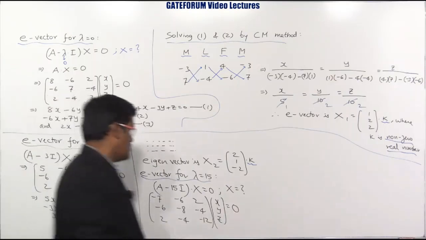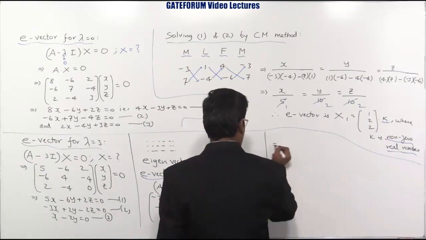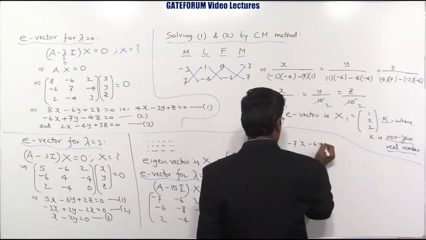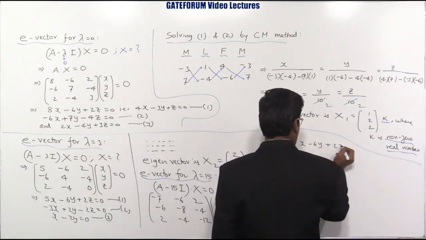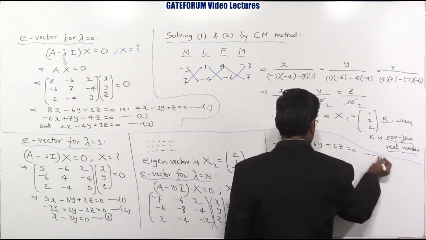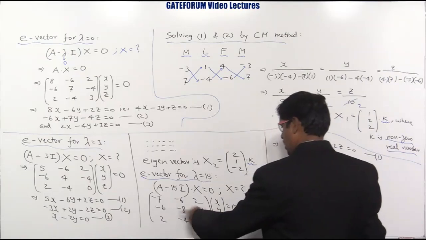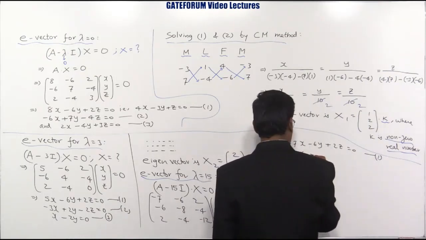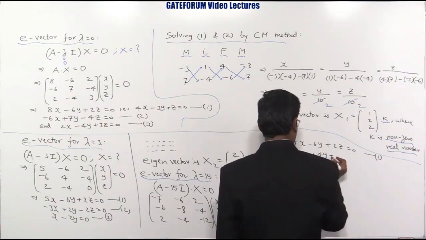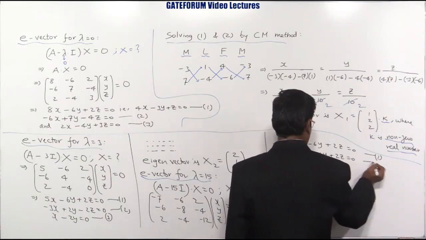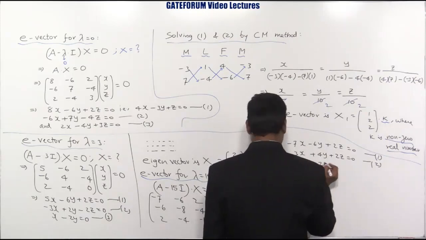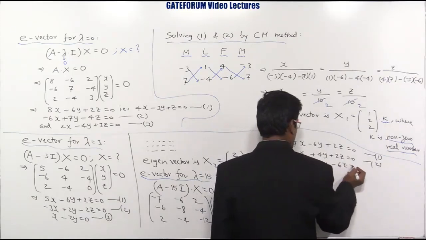In the first row, no number is common. So we convert into equations. Minus 7x minus 6y plus 2z is equal to 0. Equation 1. In the second equation, I can take minus 2 common. So 3x plus 4y plus 2z. In the third equation, again 2 is common. x minus 2y minus 6z.